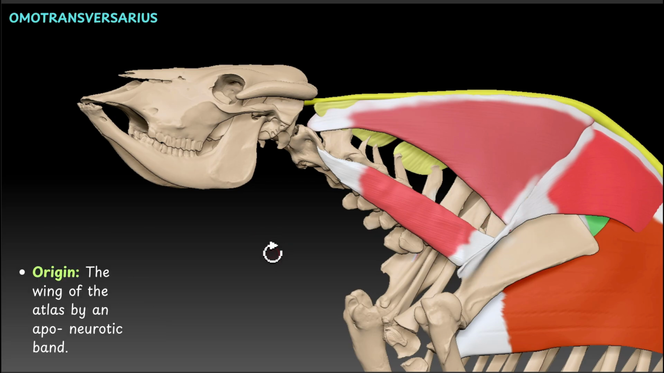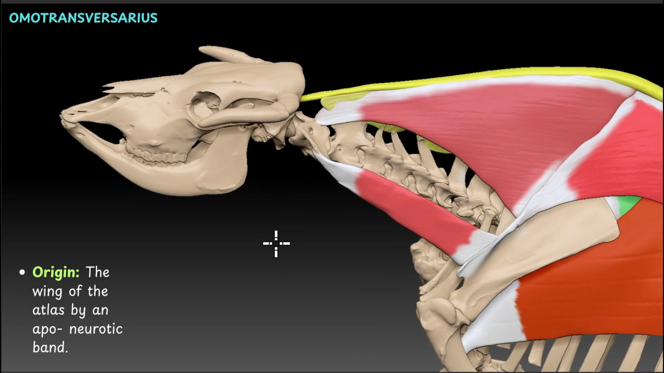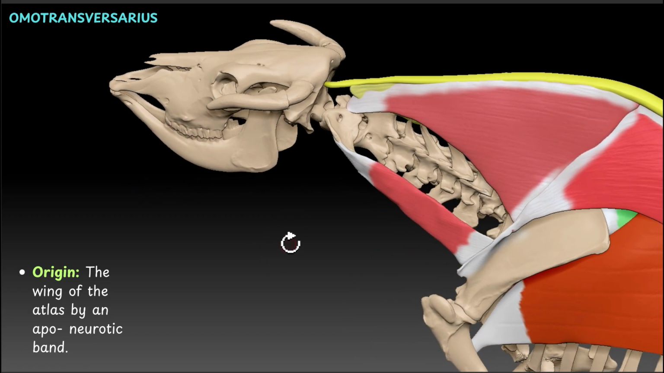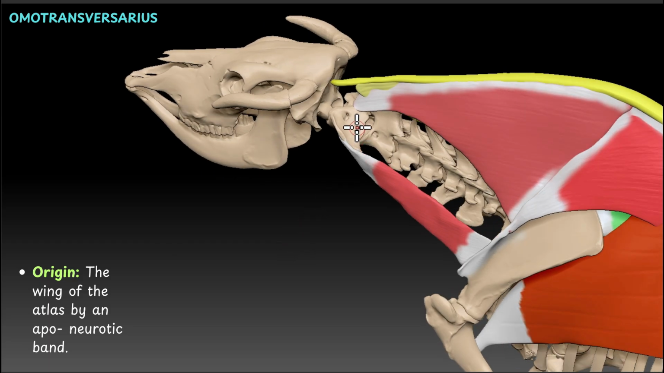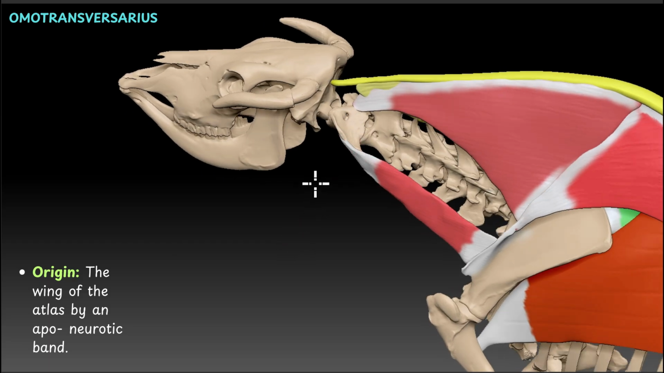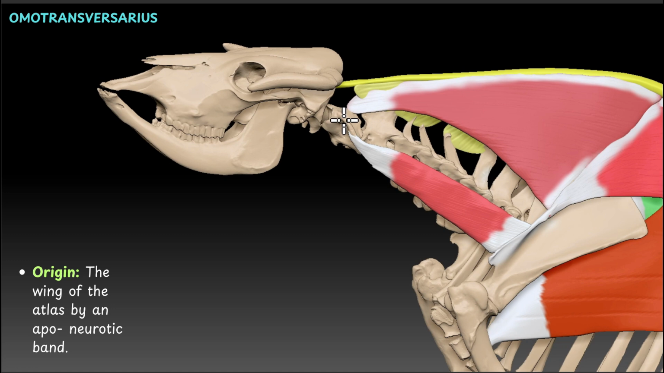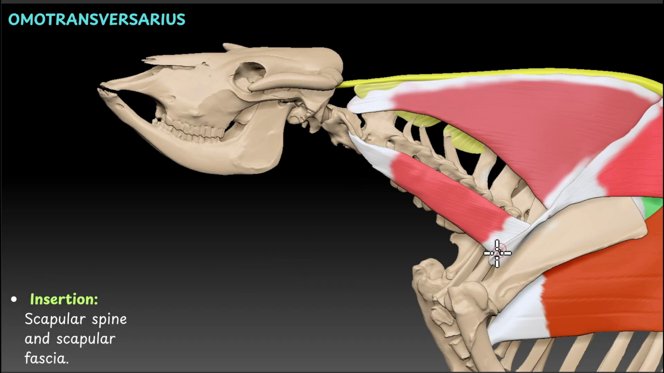Origin: the wing of atlas by an aponeurotic band. If you see the origin of the muscle, you can clearly see this is the wing of the atlas. From the wing of the atlas, the muscle originates in the form of an aponeurotic band. Insertion: scapular spine and scapular fascia. The muscle inserts into the scapular spine and fascia of this area.